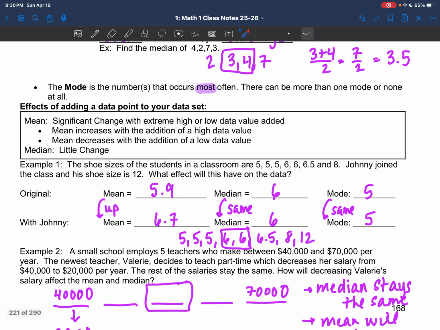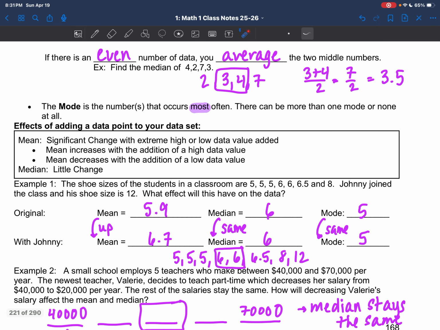So for example, the shoe sizes of the students in the classroom are all here. So we've got 5, 5, 5, 6, 6, 6.5, and 8. Johnny joined the class and his shoe size is 12. What effect will this have on the data? Now, Johnny's shoe size is way larger than everybody else in the class. So since that's an addition of a very high value, it's going to shift everything up.